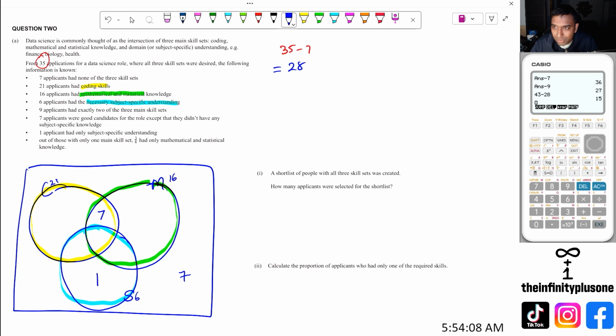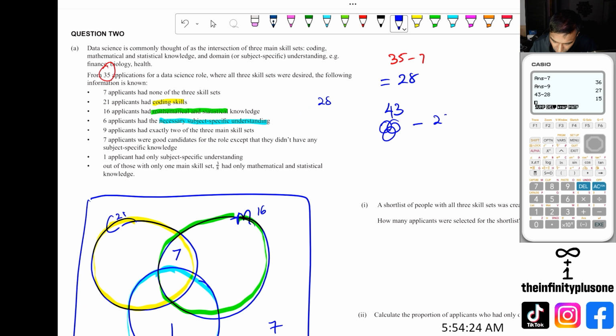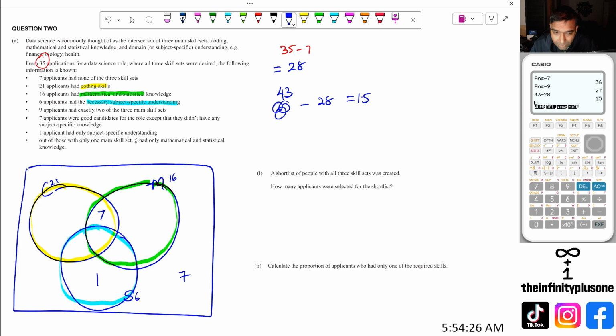That gives me 43. Take away 28 is 15. If that's the case, the 15 that I've actually got here, so I'm doing 43, which is the three circles added up together, minus what it's supposed to be, which is 28, I actually end up with 15. So now the 15 here happens to be this part here.